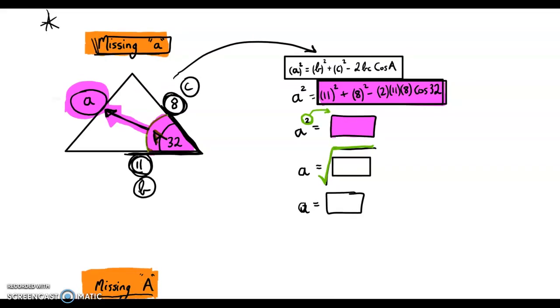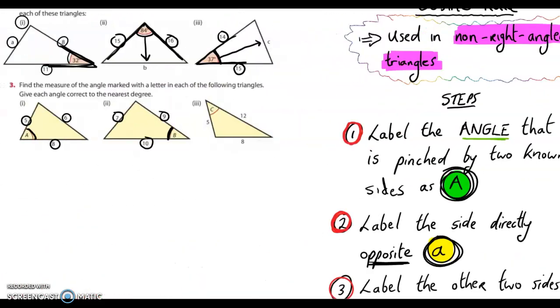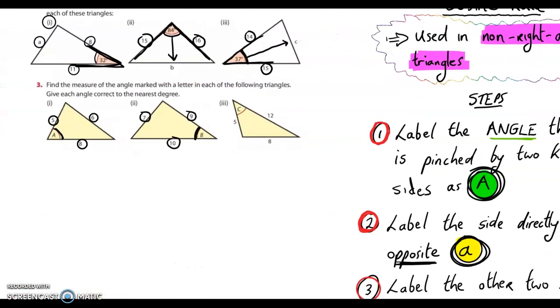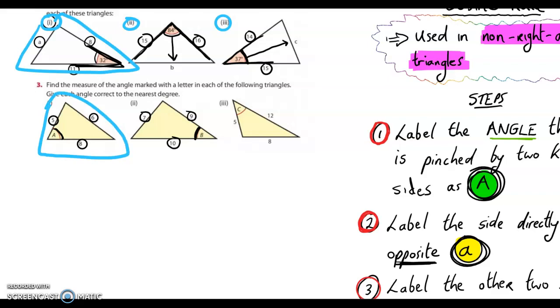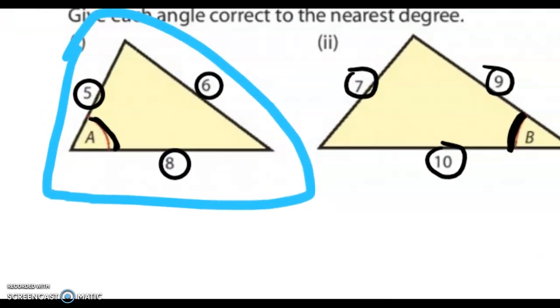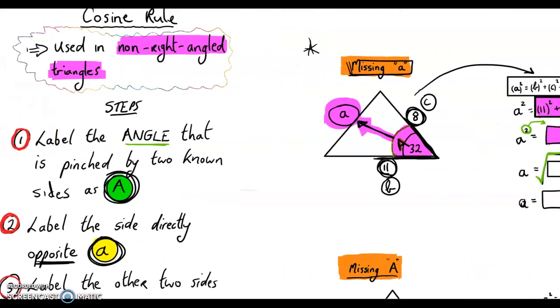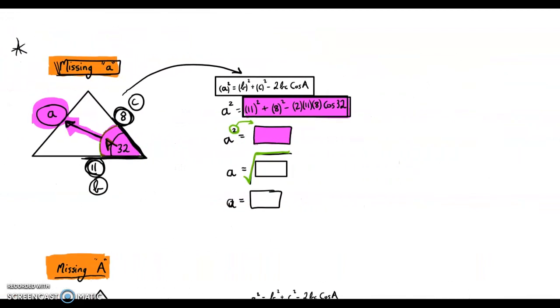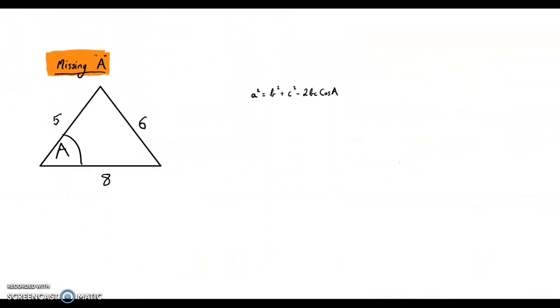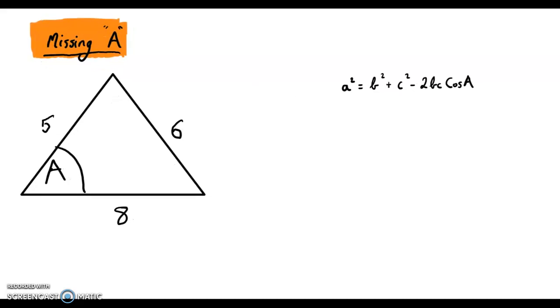Okay? Straightforward questions. And indeed, that's how you would do all of those first three questions. That, and that. In fact, that first one there is the one that I was just doing. Now, if you were missing the angle A, like this one here, you do it slightly differently. It's a little bit harder. And here's that one done over here. We're missing the big A, the angle A.